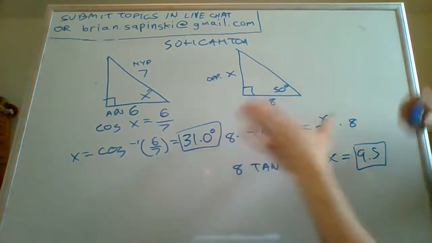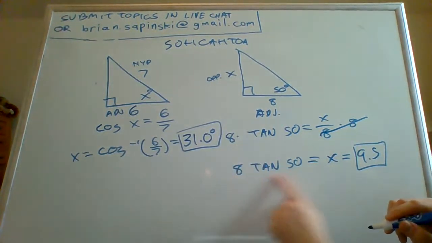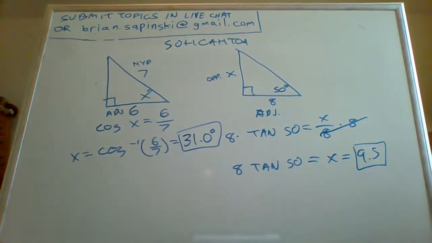You get rid of it with a multiplication. You times 8 to both sides. And so now you have this. We just type this in as normal, and we get a measurement of about 9.5.